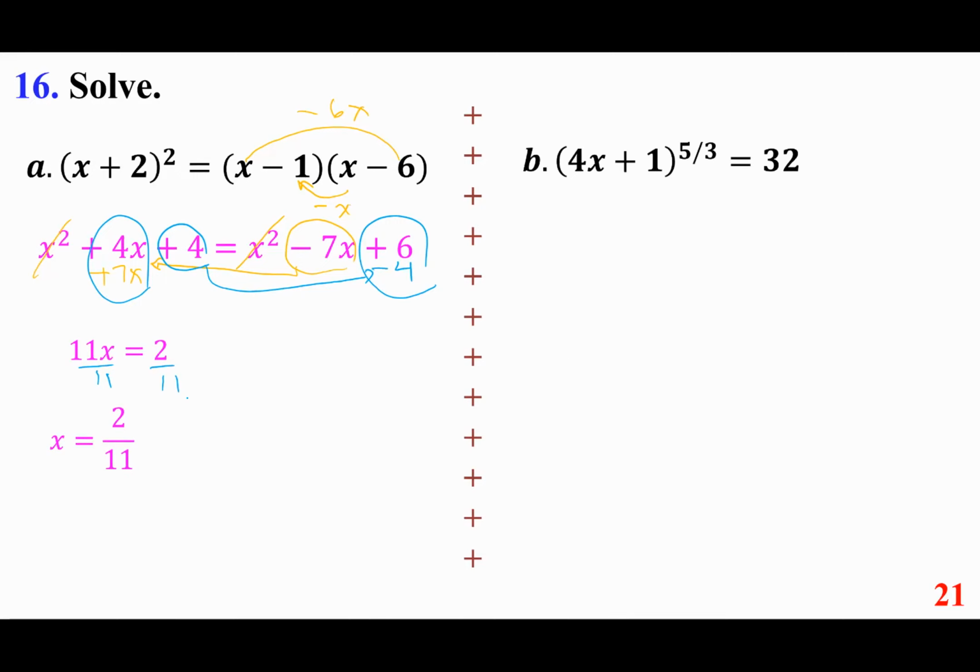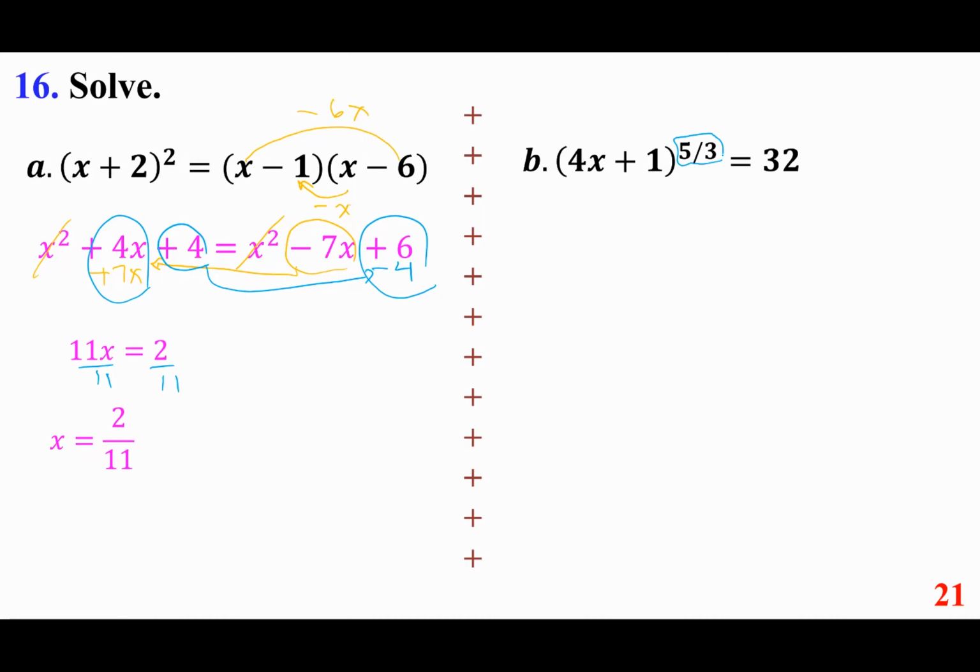All right, we want to solve this, and we notice it's been raised to the power of 5/3. By the way, the numerator is the exponent and the denominator is the index if you were to write it in radical format. For now, we are going to undo this 5/3 by taking a root of both sides.